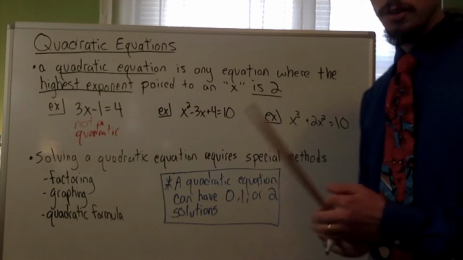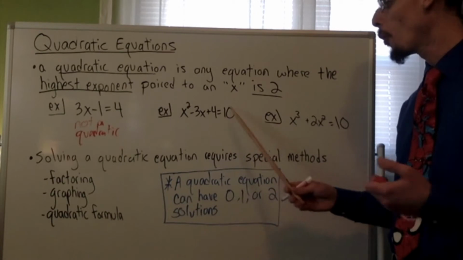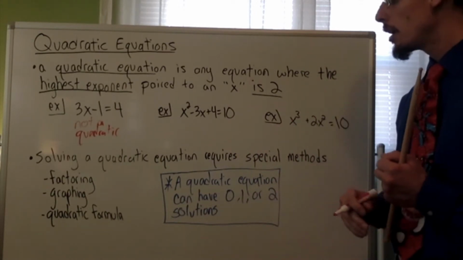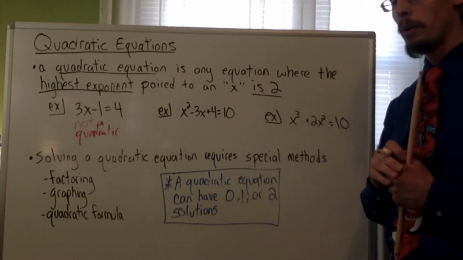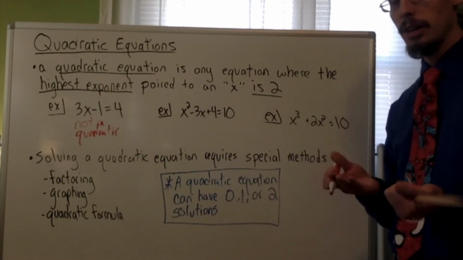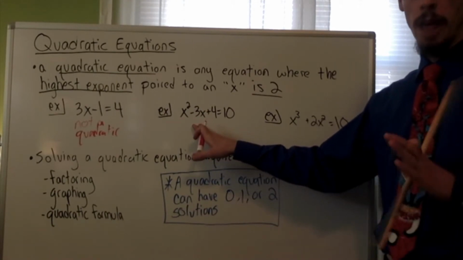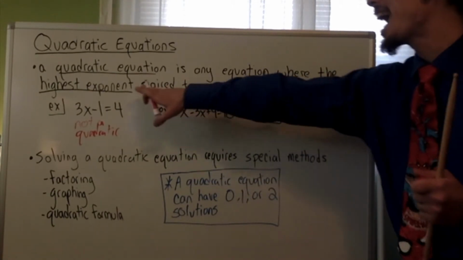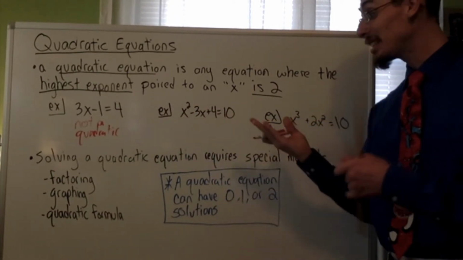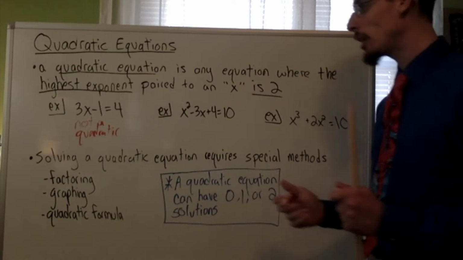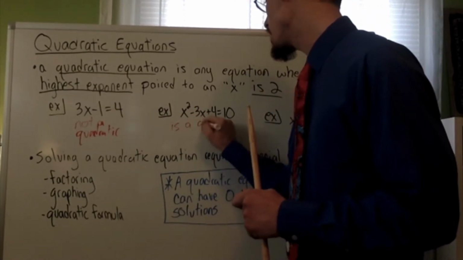Now the next one is x squared minus 3x plus 4 equals 10. I do see an x squared, but there's also a minus 3x hanging out there, right? That minus 3x does not mess us up at all, because my highest exponent I see is an x squared. That means this one in the middle is a quadratic equation. So it is a quadratic.